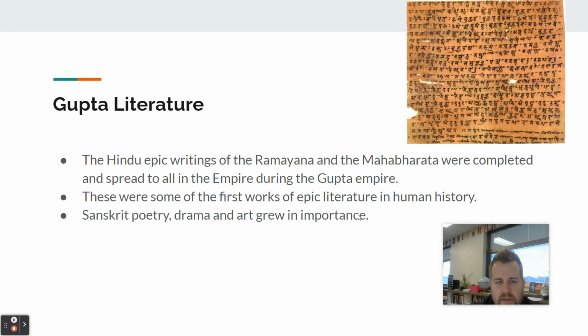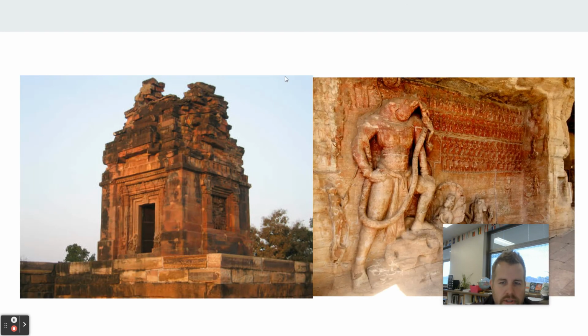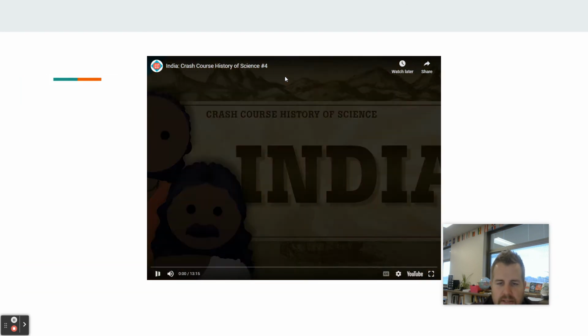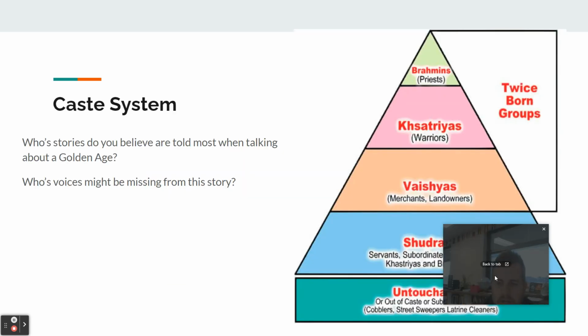We see the development of literature, Hindu epic writings of the Ramayana and the Mahabharata. These were various epic poems of various warriors and battles that took place within the Gupta Empire. And so that was a characteristic of their culture. Some various statues. There's a video that I'm not going to have you watch.